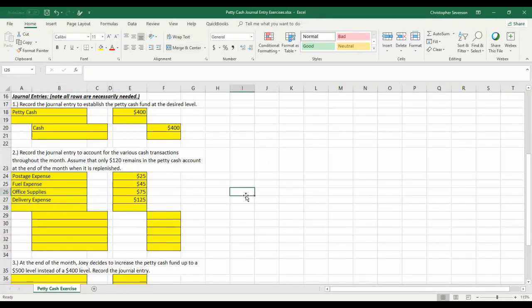So we're debiting the delivery expense there to record that. Now notice we have a fifth row for the debits. We'll come back to that a little bit later. We'll see what that's for.